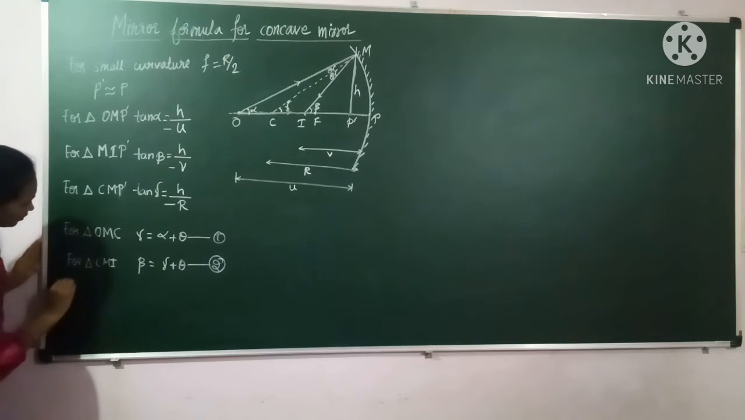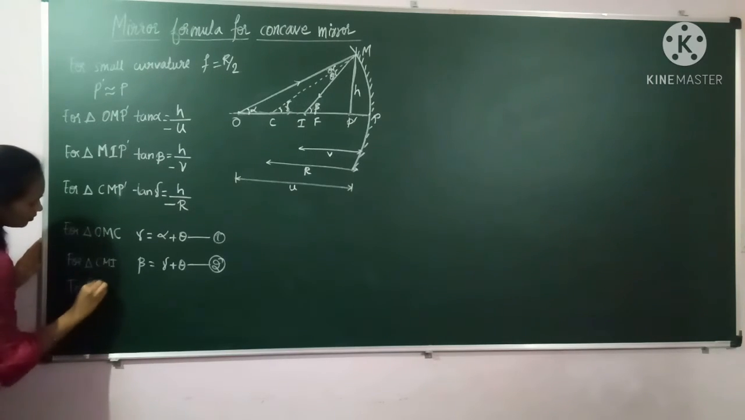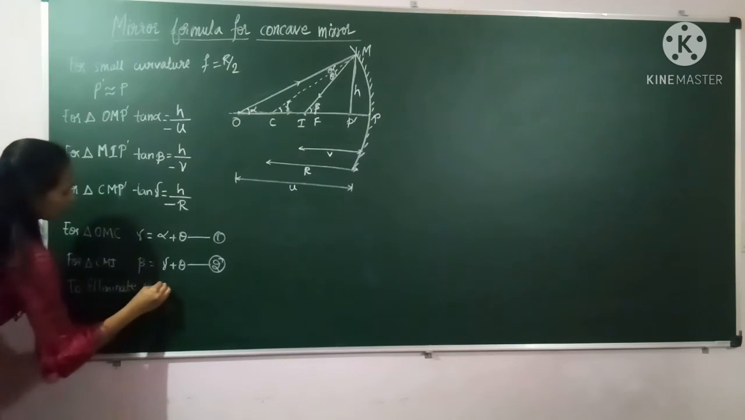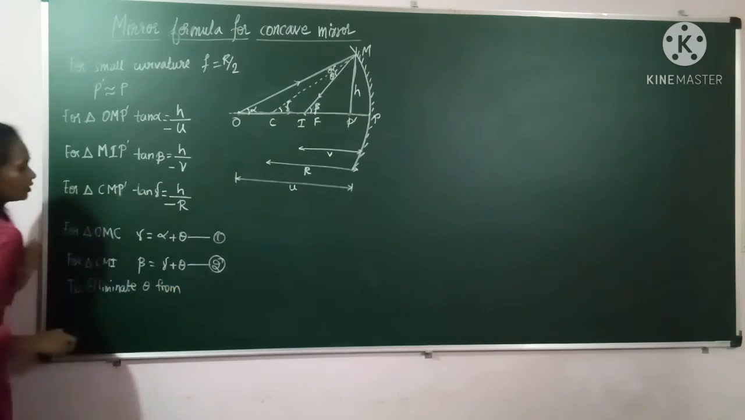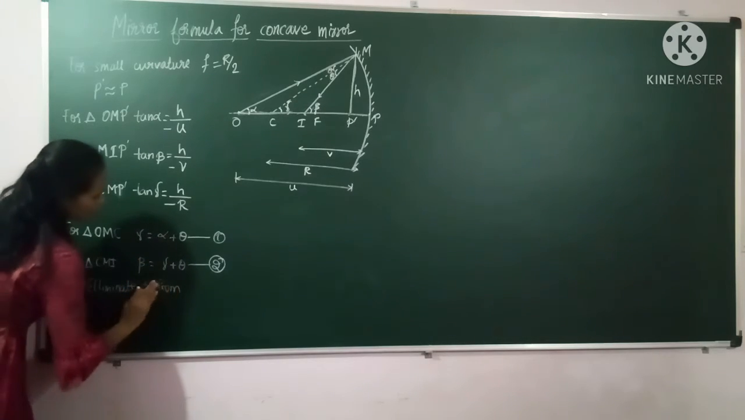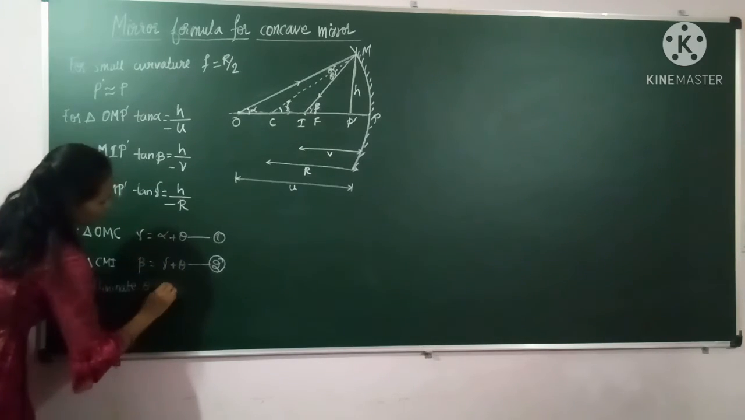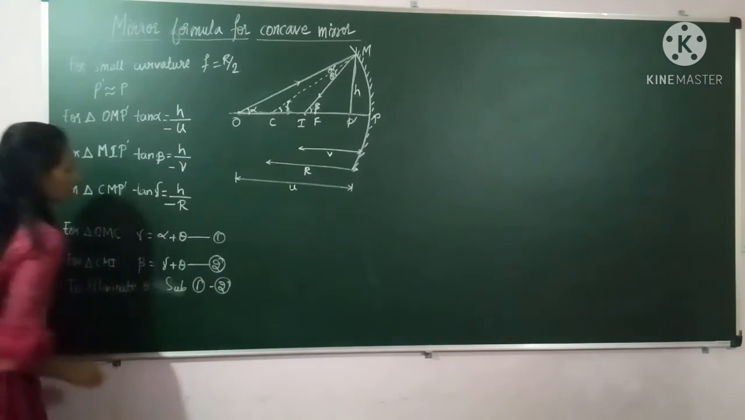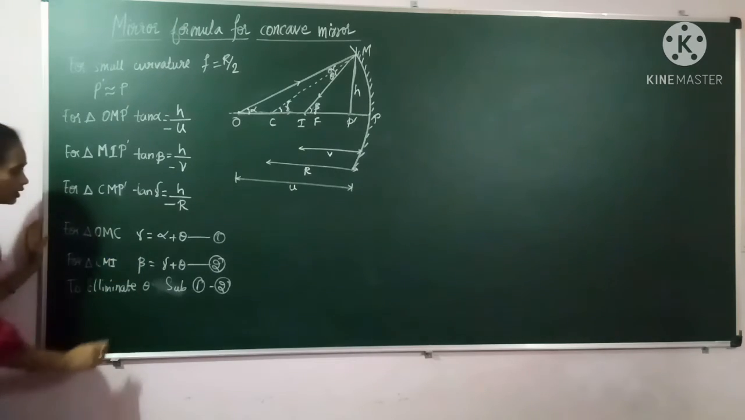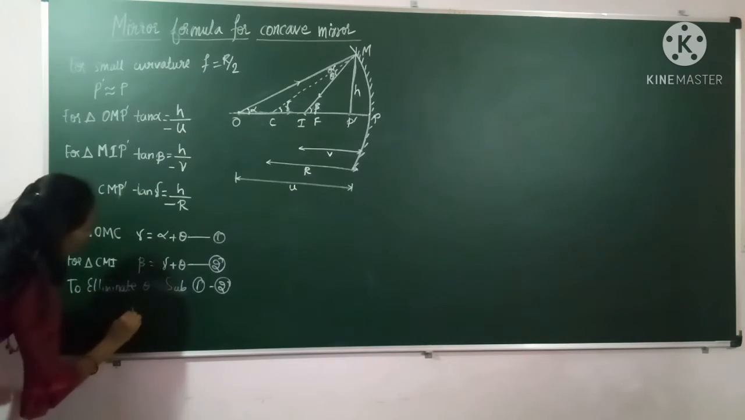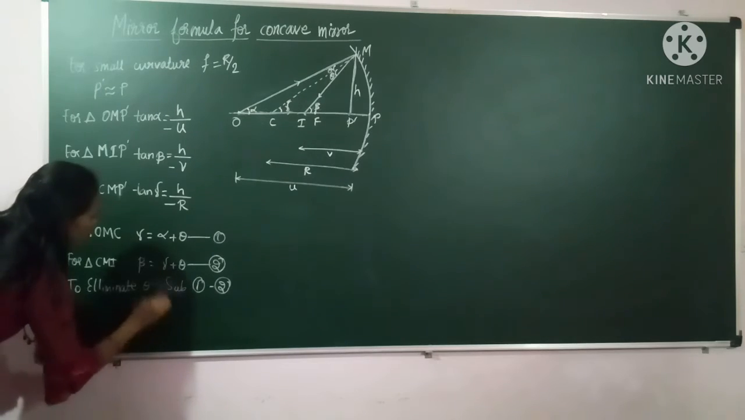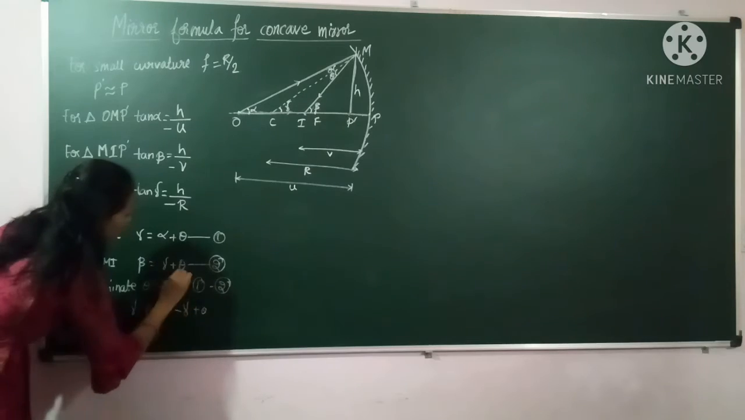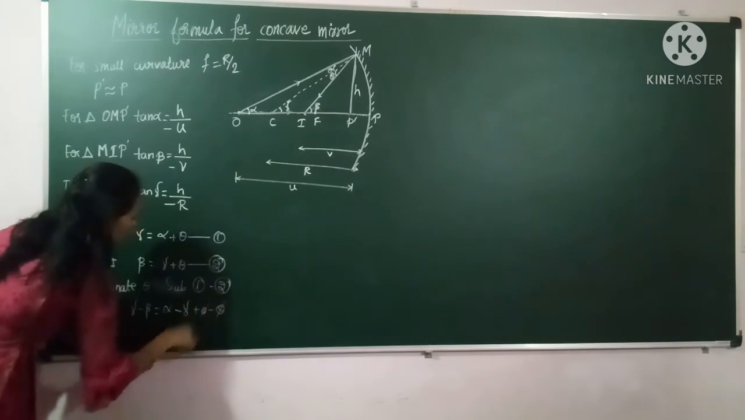Now to eliminate theta from these two equations, subtract 1 minus 2. Now we will subtract these two equations, 1 minus 2. Now it will become gamma minus beta is equal to alpha minus gamma, plus theta, and this will be minus theta. So these two will be cancelled.